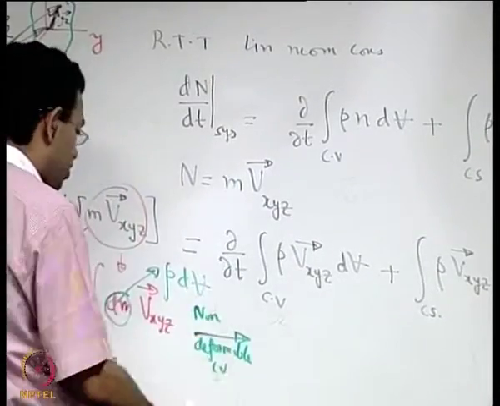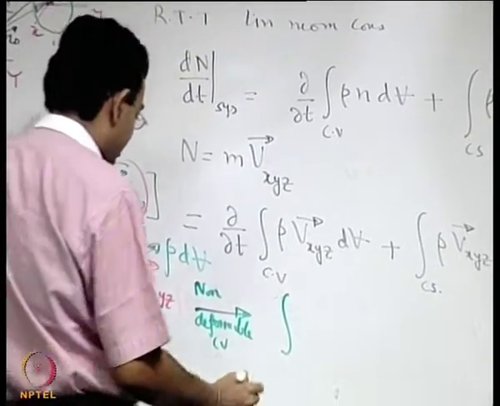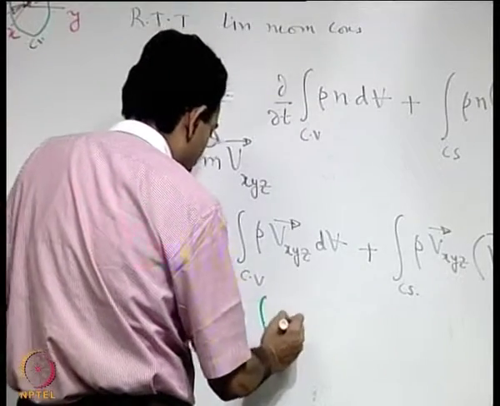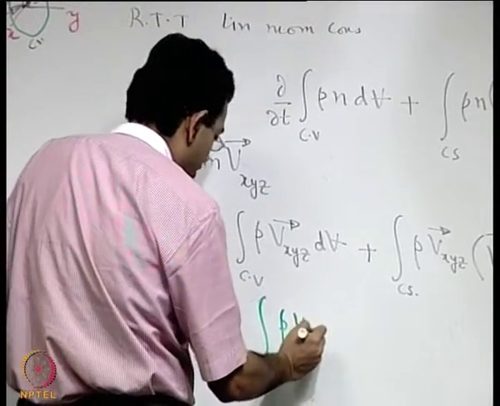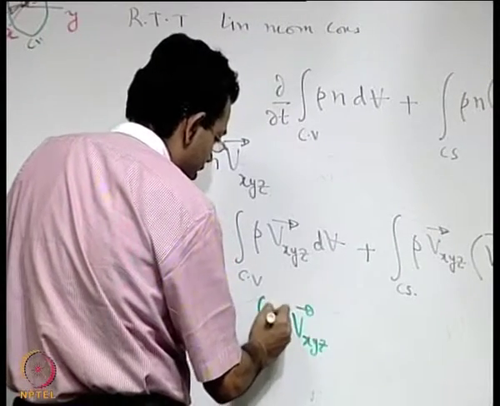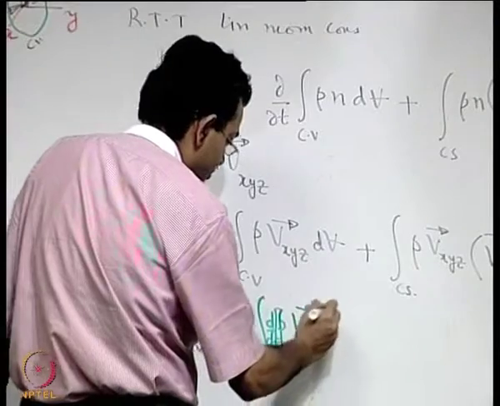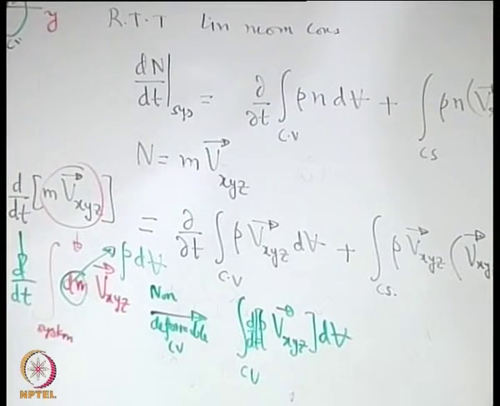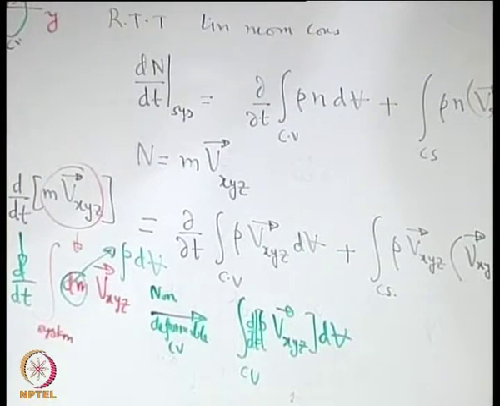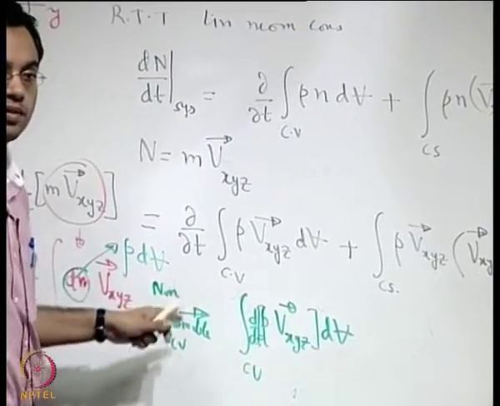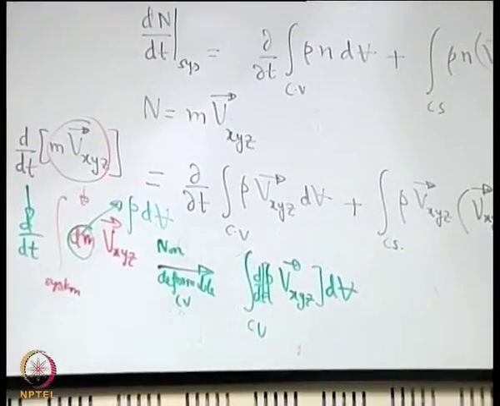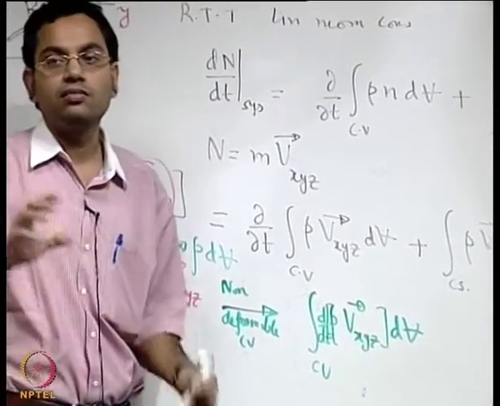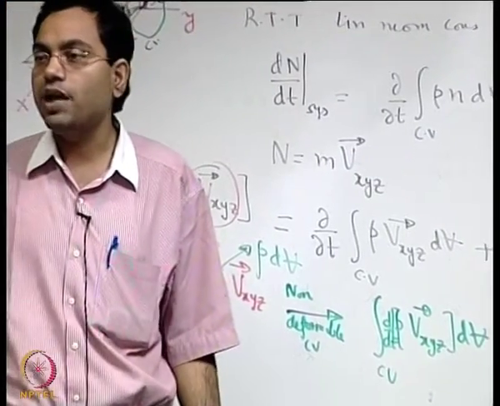So, with a non-deformable control volume, we may write it as integral of, say, rho V small xyz d/dt of this one, dV. This assumption is not a very restrictive assumption, because for most of the problems that we are considering, it is not so common to have a control volume which is arbitrarily accelerating plus deforming.